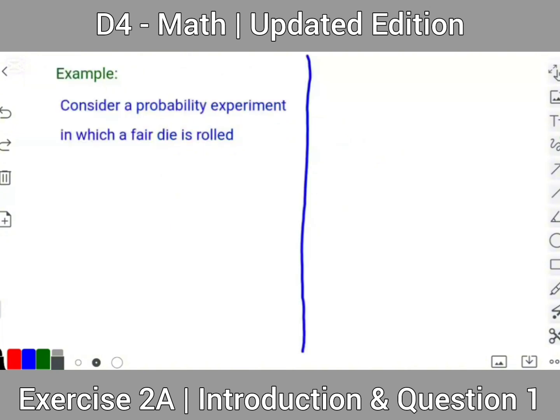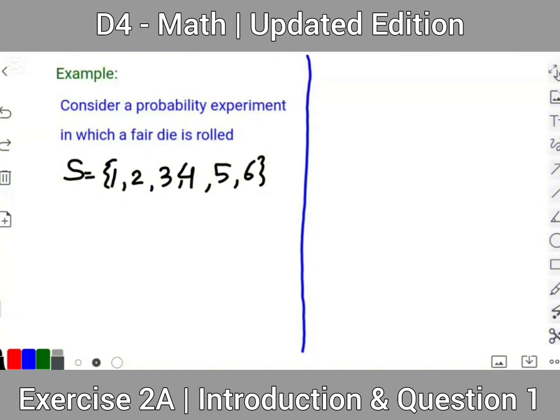Since we have discussed the different definitions, sample space, event, complement of an event, now it's time to apply those definitions through a real life example. So consider a probability event in which a fair die is rolled. Since every number from 1 to 6 is a possible outcome of the experiment, the sample space is S equals 1, 2, 3, 4, 5, and 6.